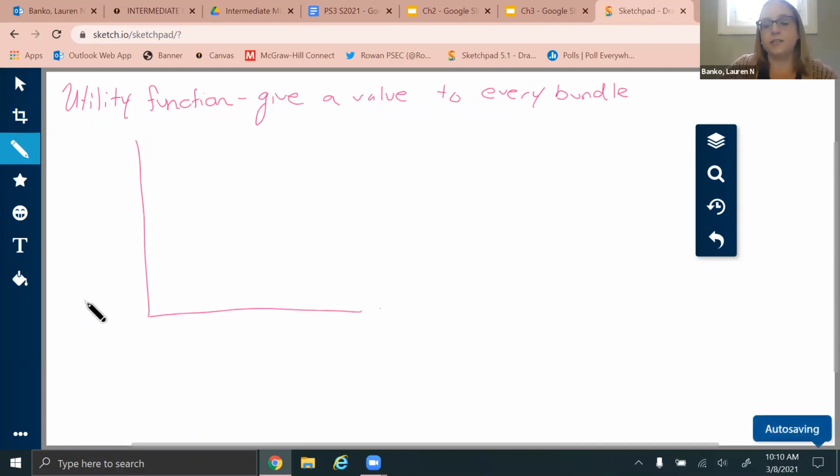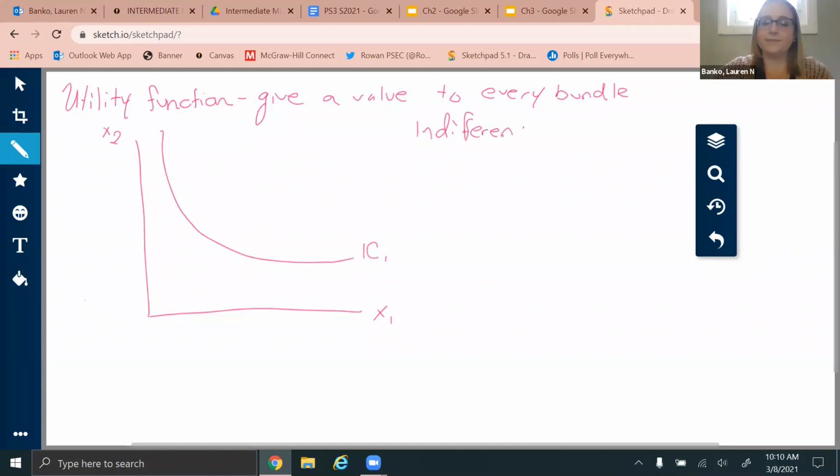These utility functions are going to have different shapes or different forms, but I'm going to talk about one. This is what we call an indifference curve. I'm just going to call this IC1. Indifference curve, I am not spelling well today. So this IC, indifference curve, is showing all bundles of X1 and X2 that yield a certain level of utility.